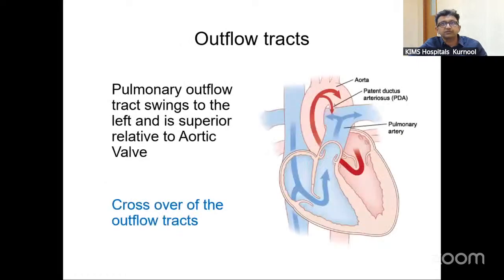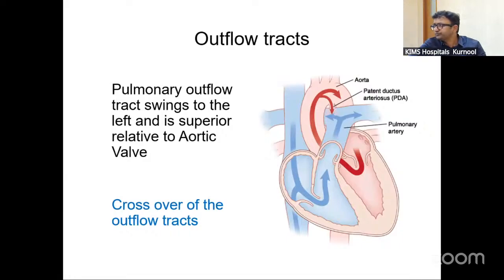Regarding the outlet valves, the pulmonary outlet tract swings to the left and is superior to the aortic valve. As I was showing in the slides before, the pulmonary valve is anterior and superior to the aortic valve. So the pulmonary outlet tract also swings to the left and is superior to the aortic valve. That is how the crossing over of the major arteries happens. So the pulmonary or right ventricular outflow tract crosses to the left side, and it crosses the aortic valve.